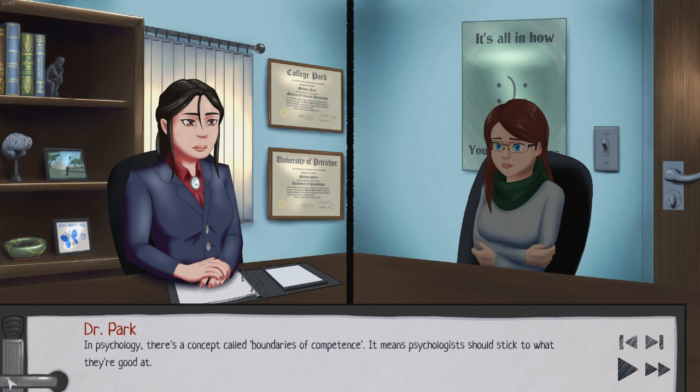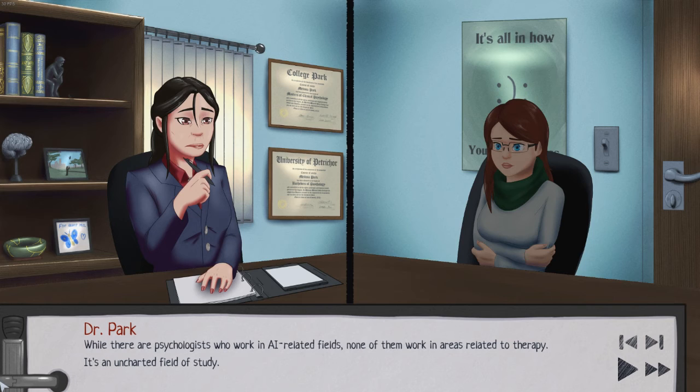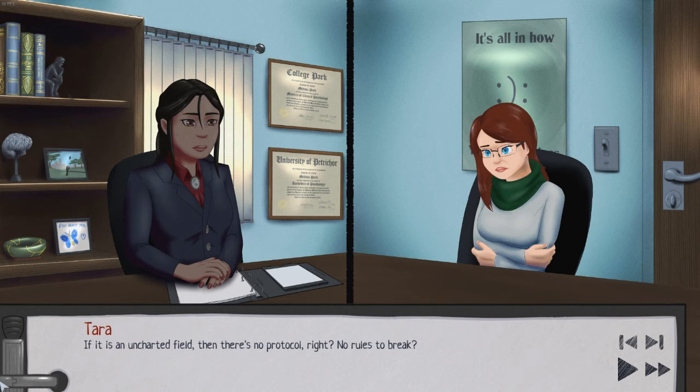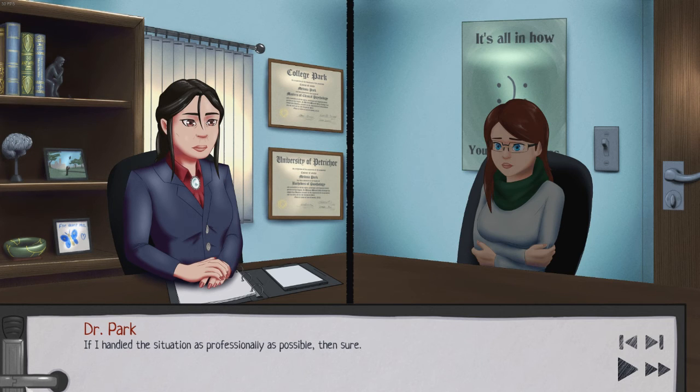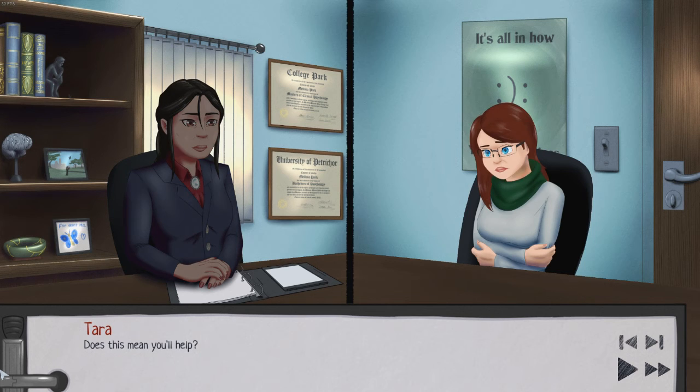In psychology, there's a concept called boundaries of competence. It means psychologists should stick to what they're good at. While there are psychologists who work in AI-related fields, none of them work in areas related to therapy. It's an uncharted field of study. If it's an uncharted field, then there's no protocol, right? No rules to break. If I handle the situation as professionally as possible, then sure. It'd be risky, but it would be permissible. Does this mean you'll help?